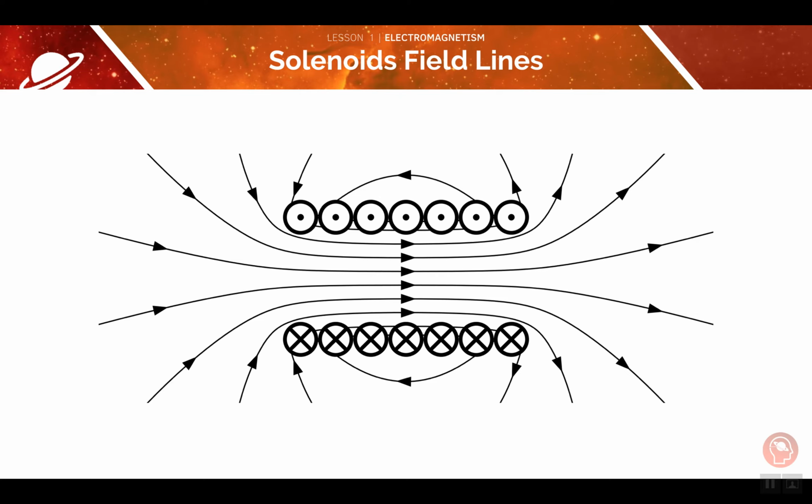There is a different shape of field for the inside and the outside of a solenoid. Inside, the field lines will run parallel to the solenoid's axis. Outside, the lines are going to be very similar to those of a bar magnet. To work out the direction of the field lines, we can use our right-hand grip rule as normal.